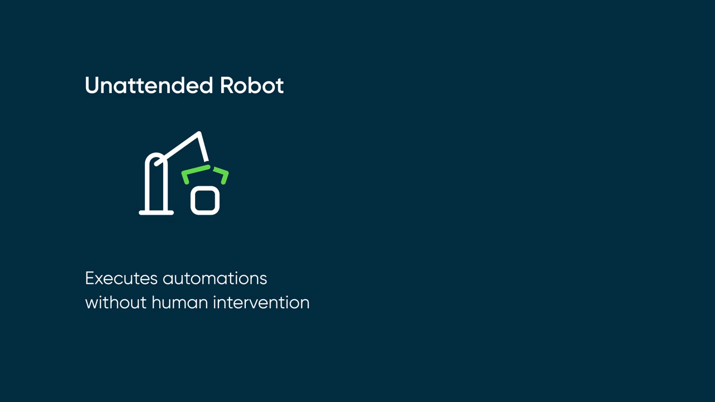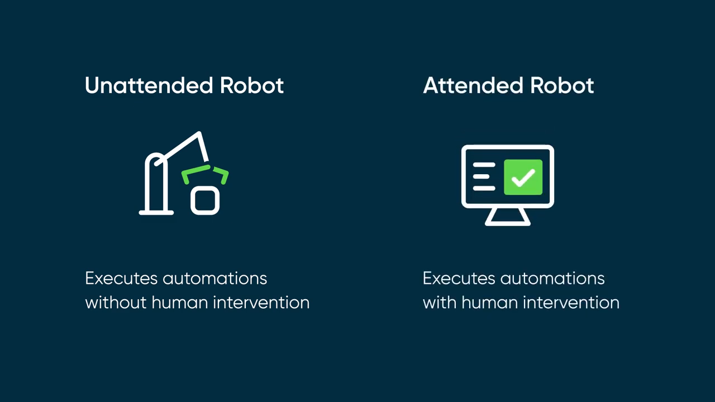The third application in RPA Hub is Attended Robot, which is also a software agent you install on a Windows machine. This application performs automations that do require human intervention.